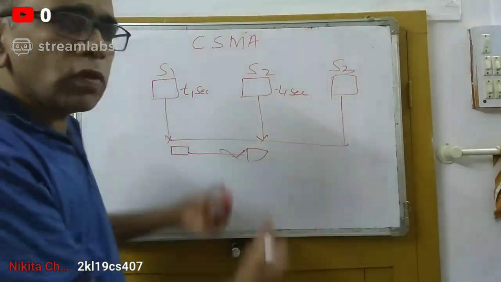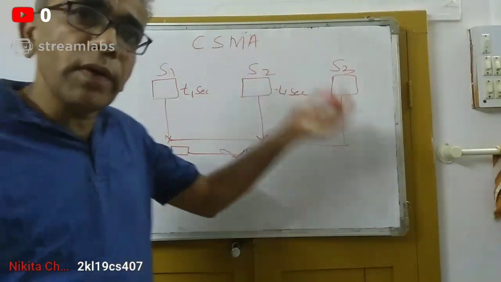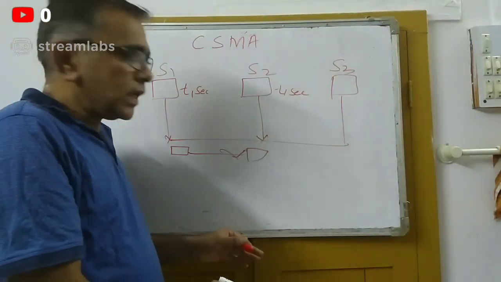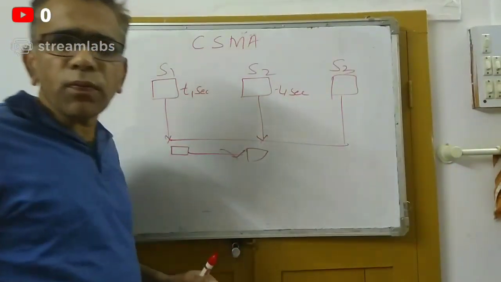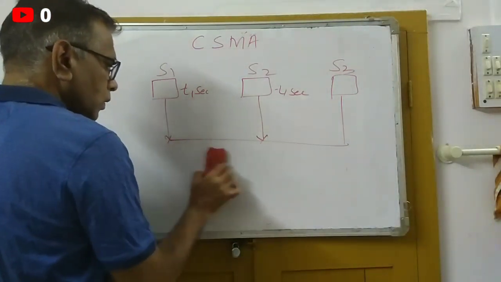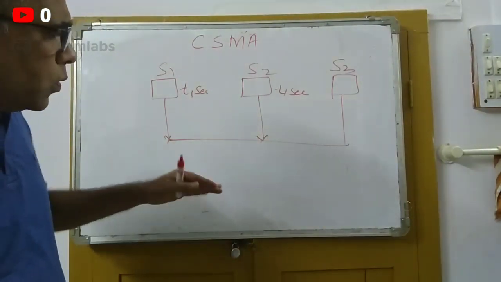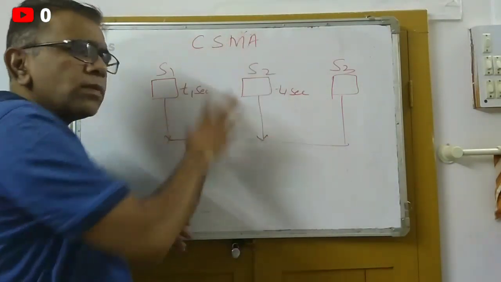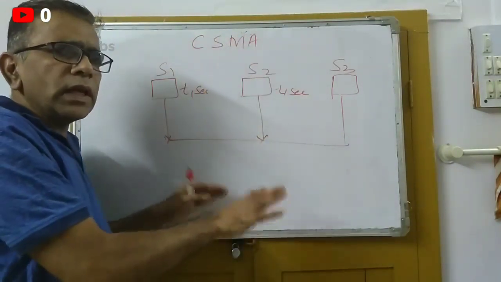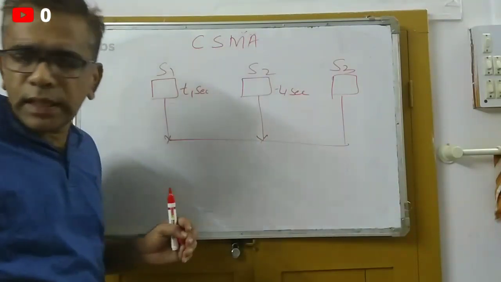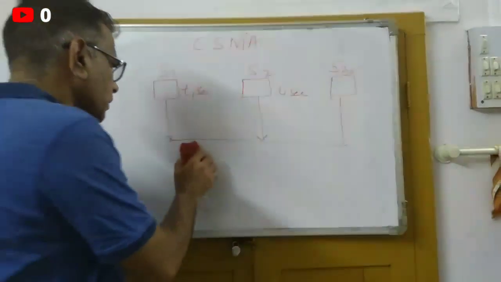So this leads to a collision in CSMA. Even though we have added a technique of sensing the carrier, the possibility of collisions will still be there in the system. Anyway, we'll try to avoid this in the later part. Right now, I said that in CSMA also there will be a collision, even if you add the additional ability of sensing a carrier.